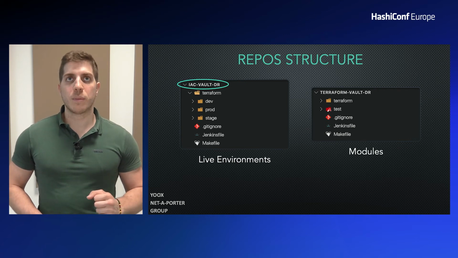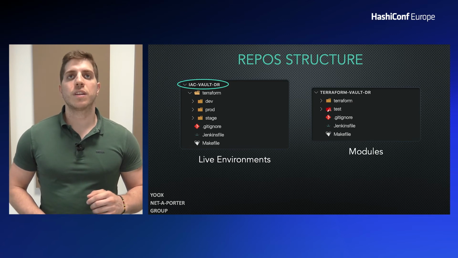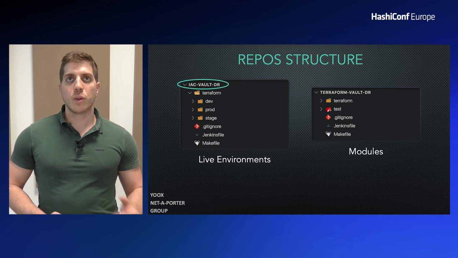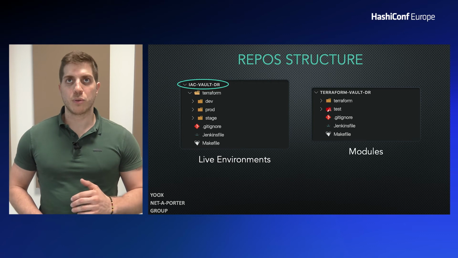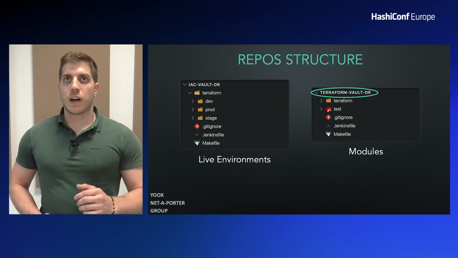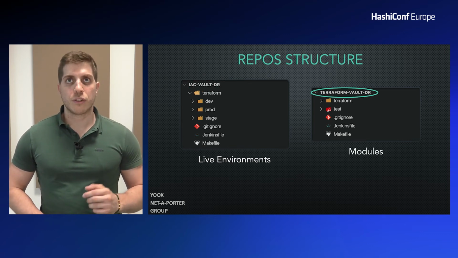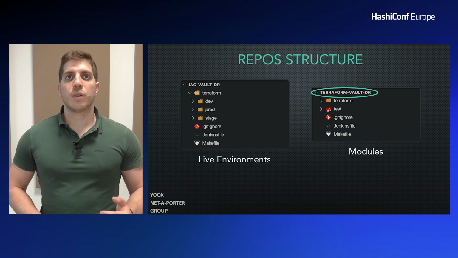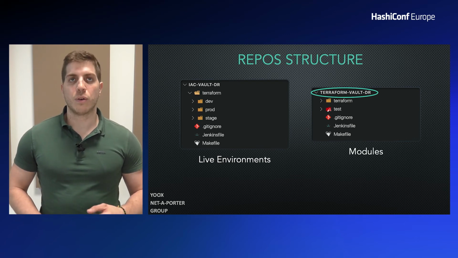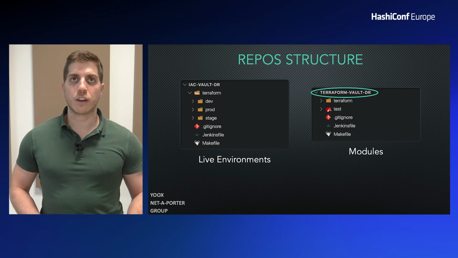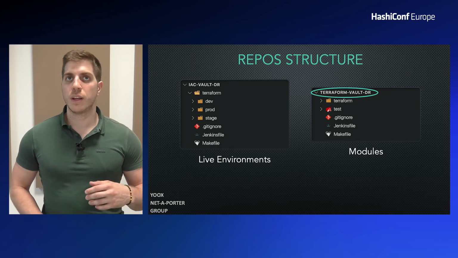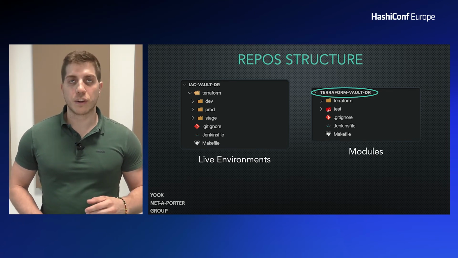We have three environments here, as you can see, the dev, the stage, and the prod clusters. And this repo will reference the modules, the module repo, which is the other one, the Terraform-Vault-dr. And here we will define all the code, so the Terraform code for the Lambda functions, for the vote policies, and the source code for the functions.